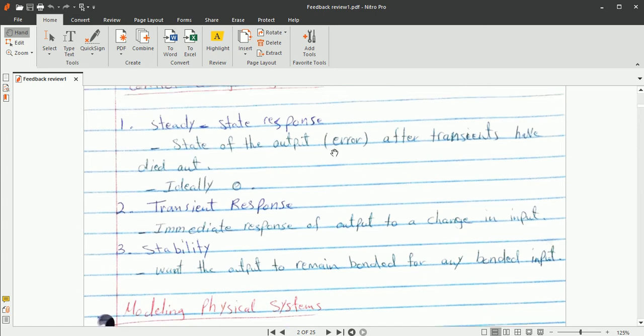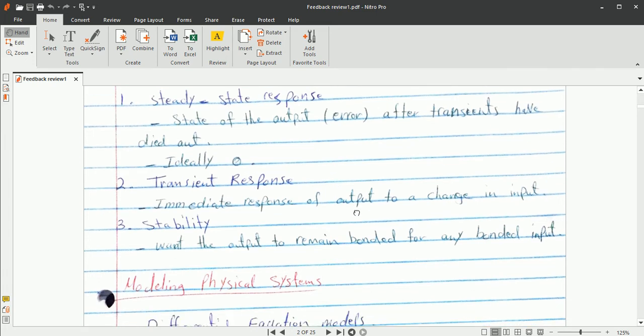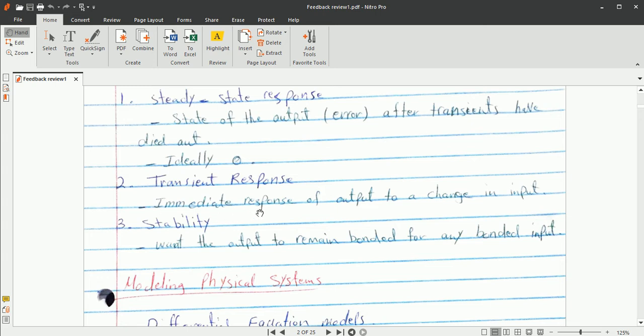So we normally have a PI controller, proportional plus integral controller, that makes the steady state error equal to 0 and has a good transient response. Okay. Immediate transient response is the immediate response of output to a change in input.